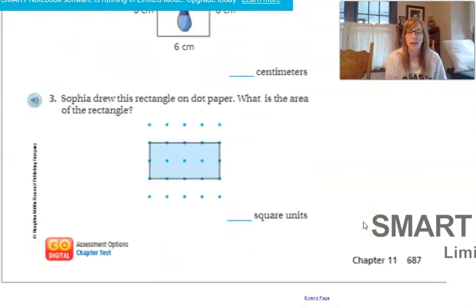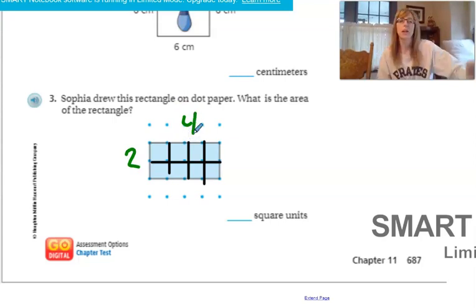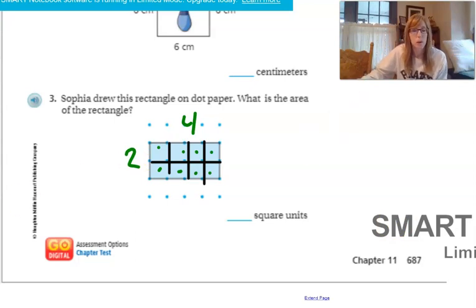Sophie drew this rectangle on the dot paper. What is the area of the rectangle? So hopefully you know with area you draw straight lines through so that you can count up. So draw your straight lines on so that you can find the area. Okay? So once you have that, let me see if I can get my finger to work. You could have 2 times 4, and that would give you the area. Or you could just go through and count up all of the area that's covered inside. And hopefully you got 8 square units.